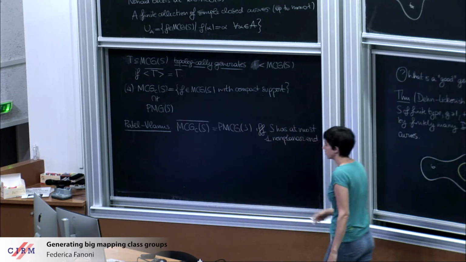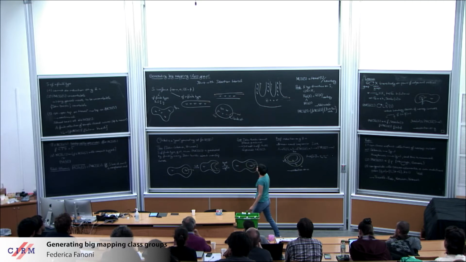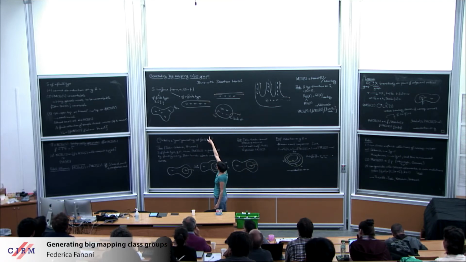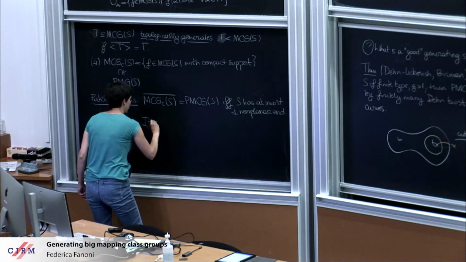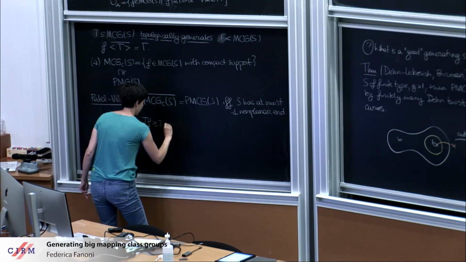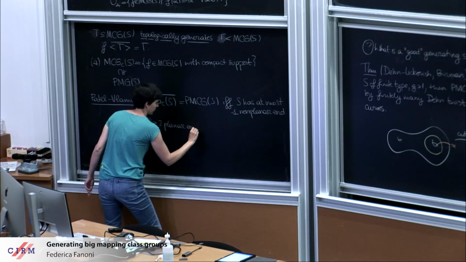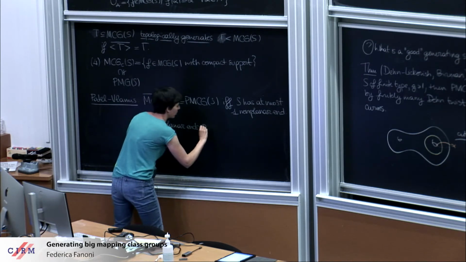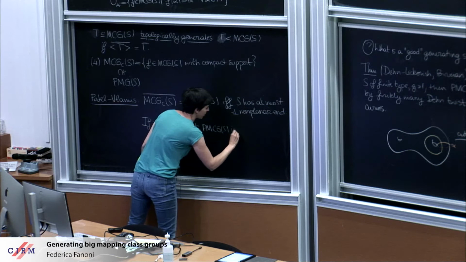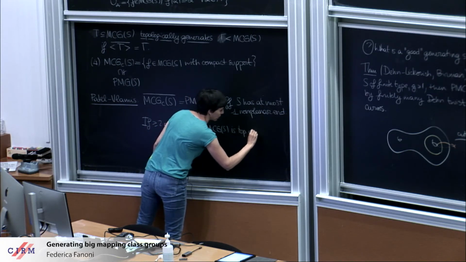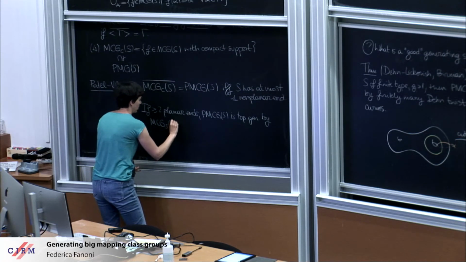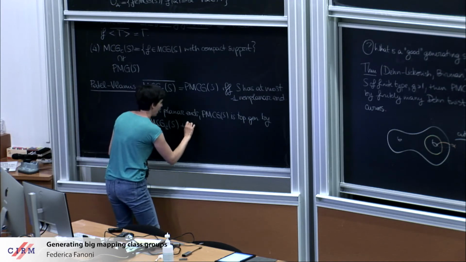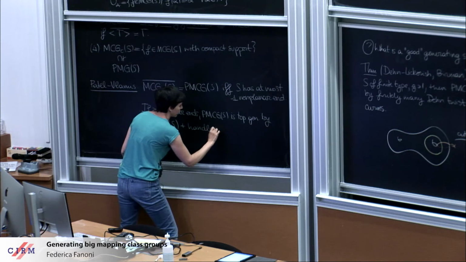This is an end that is often called accumulated by genus. So these ones here, for instance, are non-planar ends. All of the points that I've removed are called planar ends. And if there are at least two planar ends, then the pure mapping class group is topologically generated by the compactly supported elements and specific maps that are called handle shifts.